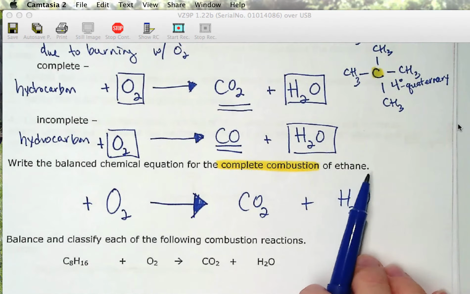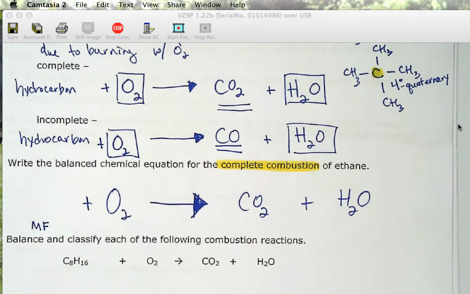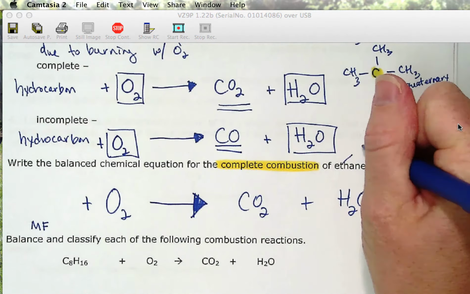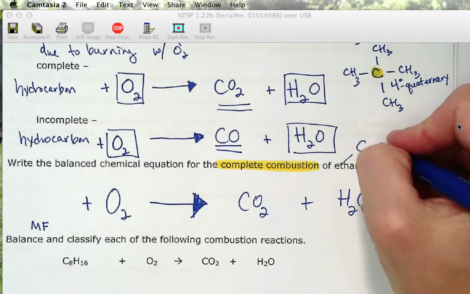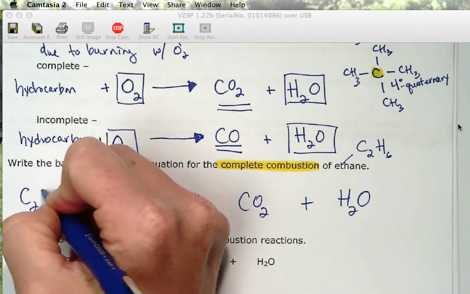Now, ethane. Writing the molecular formula of ethane will make this equation easier to balance. If you write out the chemical structure of ethane, it's not going to be that easy to balance. So how many carbons in ethane? C2. And then how many hydrogens? C2H6. So write that, C2H6.